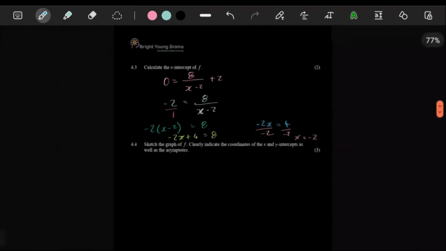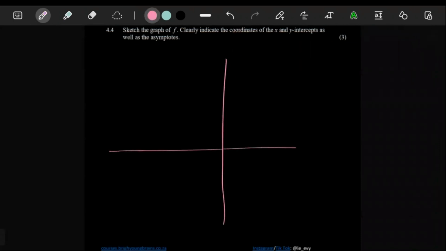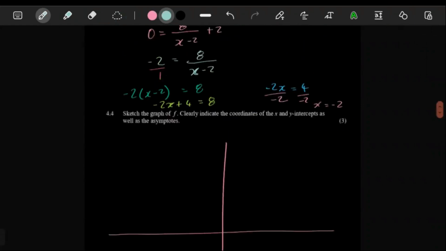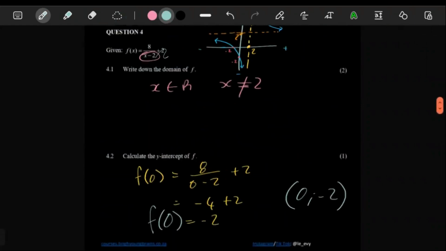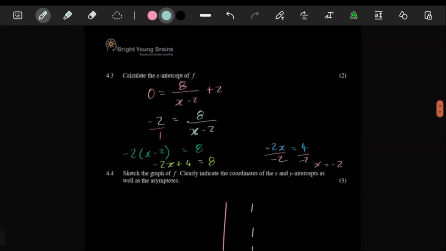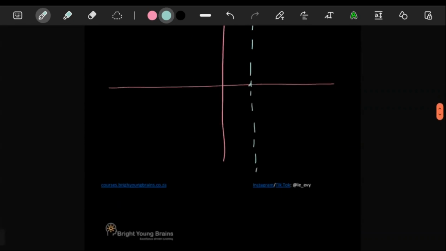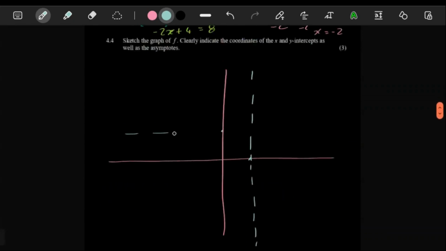I do feel like they're asking us to sketch the graph. So you have your Cartesian plane here, and then we already said your x asymptote is going to be a positive 2 because you take the opposite of this. So somewhere at positive 2, you're going to draw an asymptote. And then for the y asymptote, we already said you take this as it is. So that's a plus 2. So let's put that there. Now we have our x-intercept and our y-intercept.